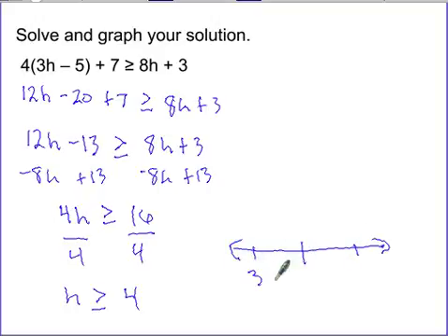So all I want is 3, 4, 5. What symbol goes at 4? Closed circle goes at 4. And which way do I shade? Wait, no, greater than, it's right. Right, h has to be greater than 4. So any number bigger than 4 is the way that I shade.